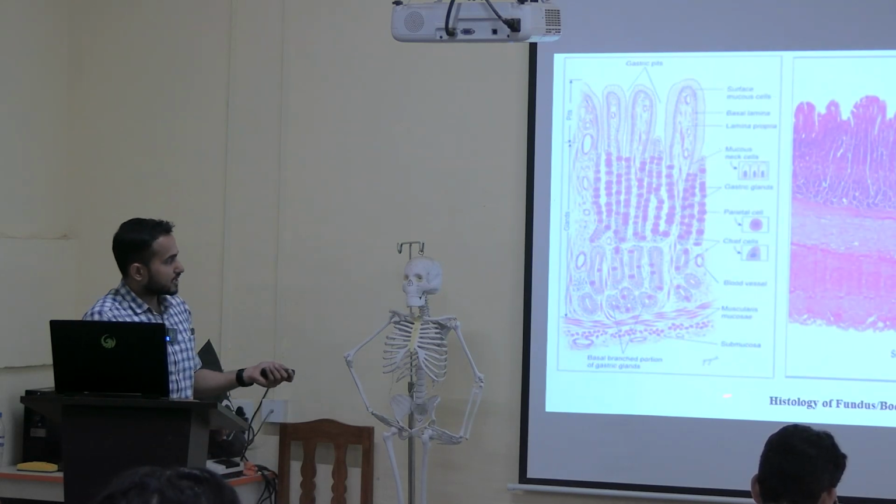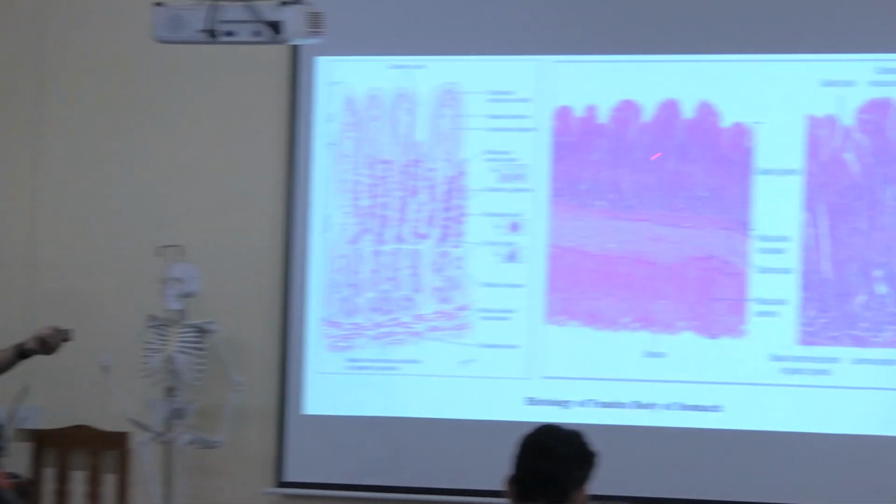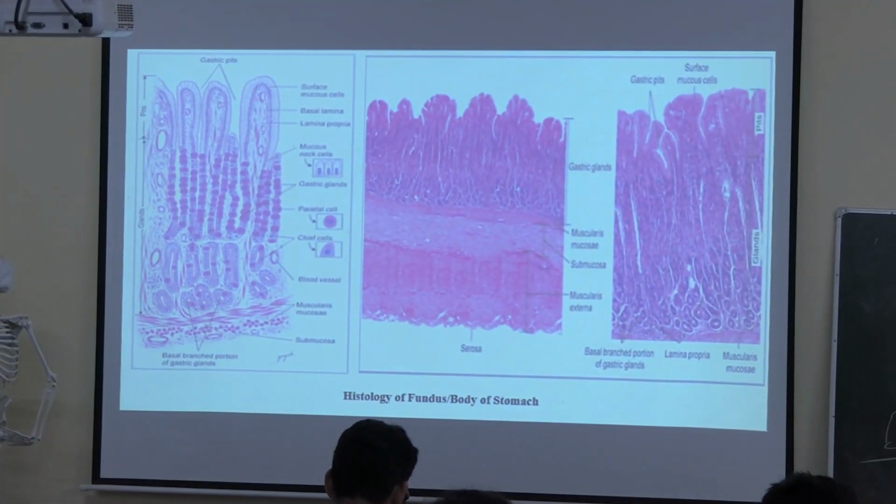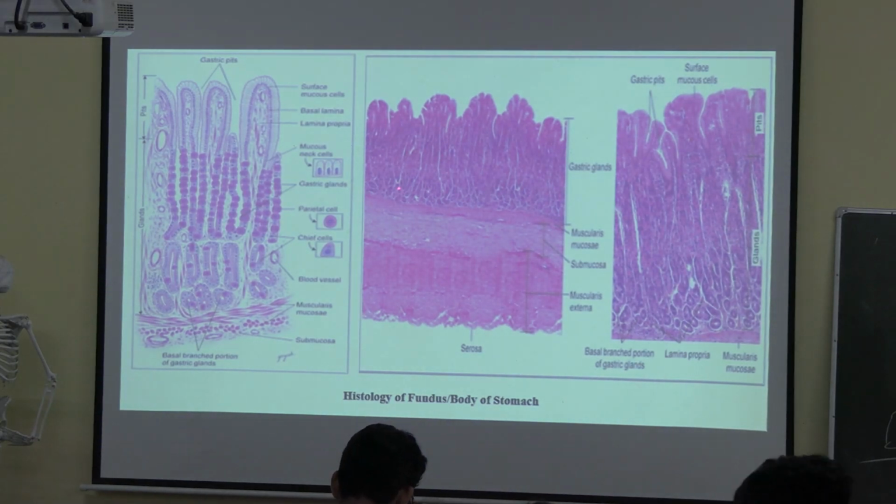Now next, this is the body or the fundus of the stomach. This is the schematic diagram, this is under low magnification, and this is under high magnification. Here you can see the lining epithelium. These are the gastric pits. These are the gastric glands.